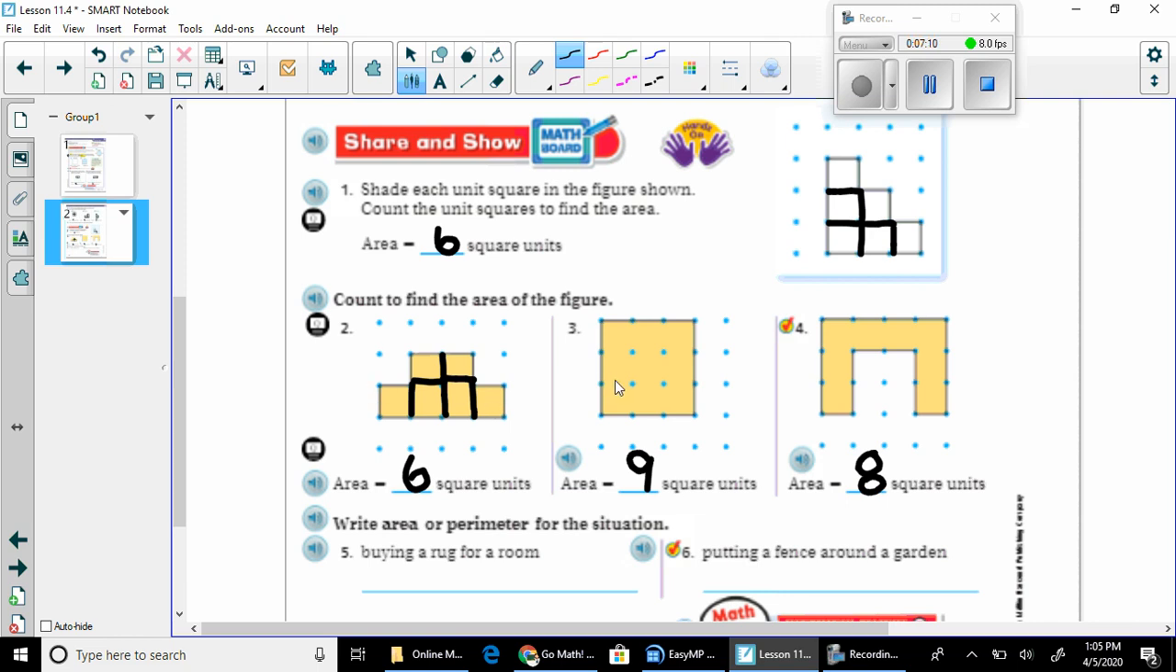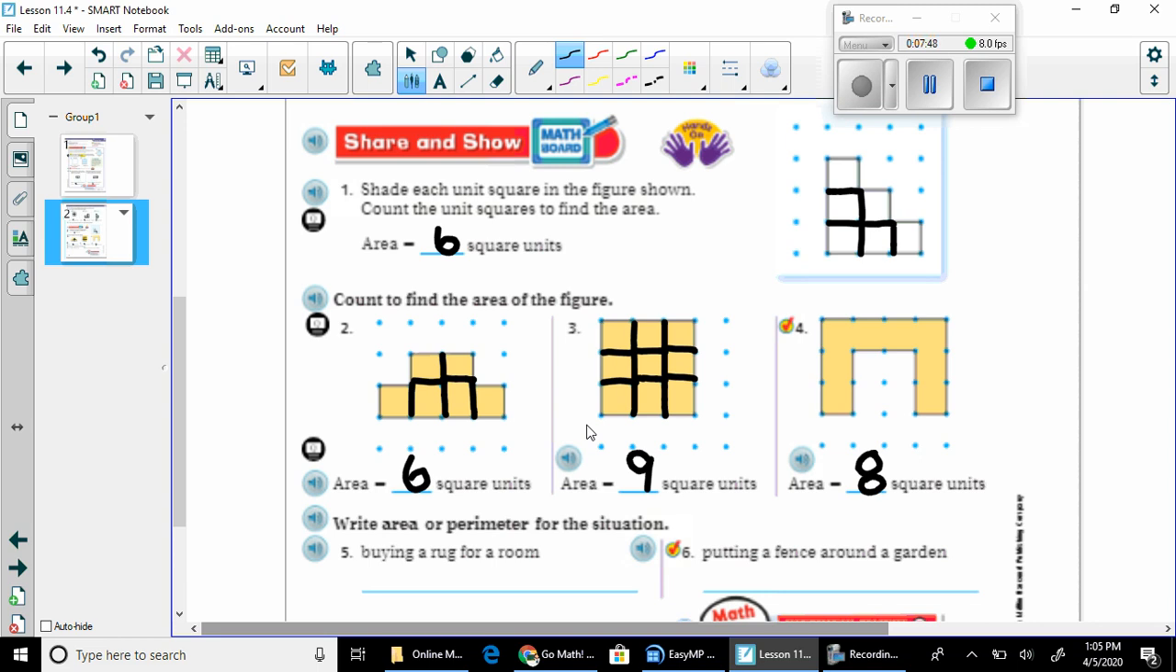Okay, all right, so for number 3, again, I counted 9. Let's go through and we will block off and count our square units together. Okay, so 1, 2, and 3, 4, 5, 6, 7, 8, and 9. All right, so 9 square units for number 3. Again, if you did not get 9 square units when you were counting, go ahead and pause the video and recount.